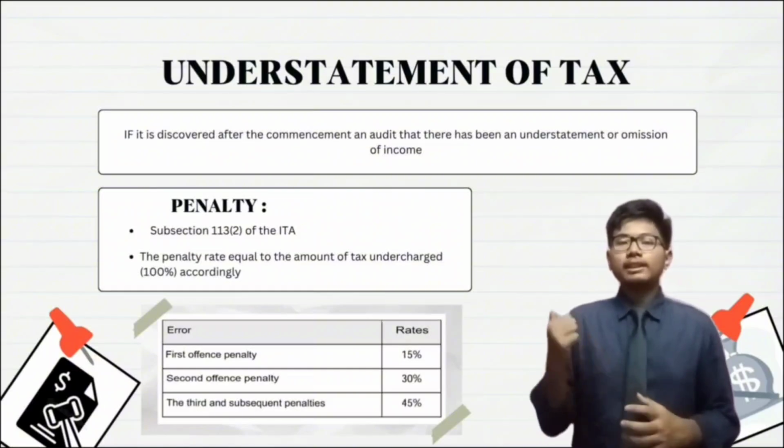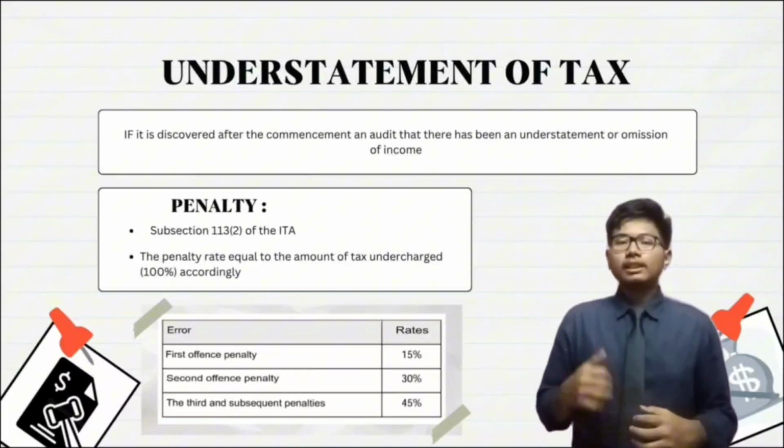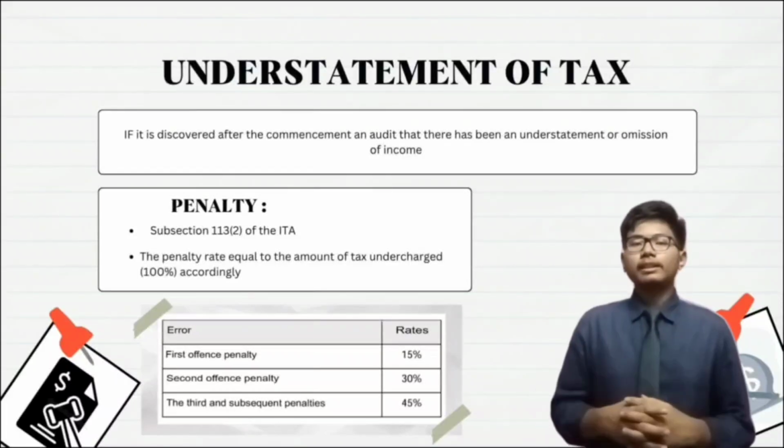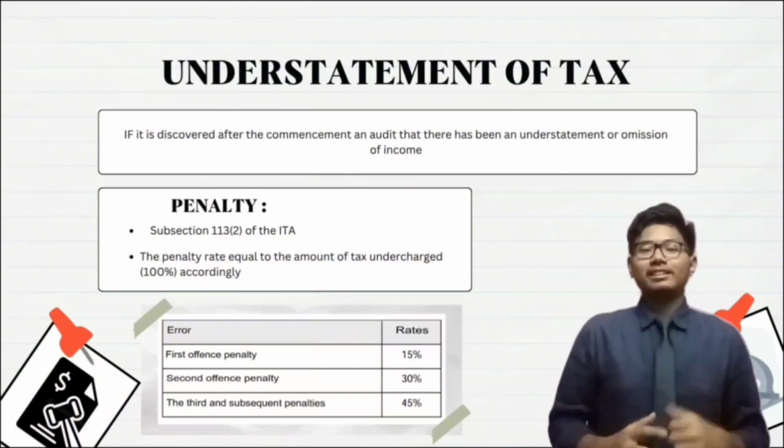We go to this table. It shows the offence for the first time will be penalized at rate 15%. For the second offence will be rate 30%, and for the third and subsequent will be at rate 45%. We go to the next slide.